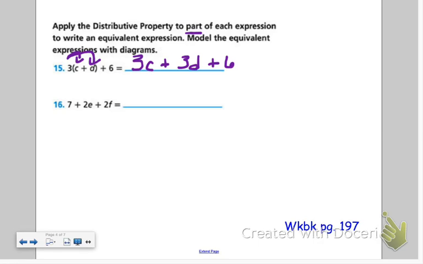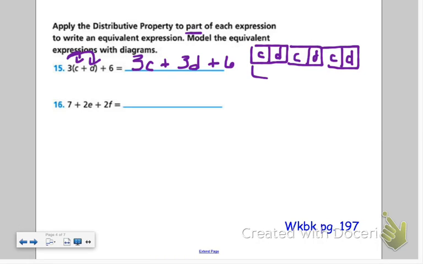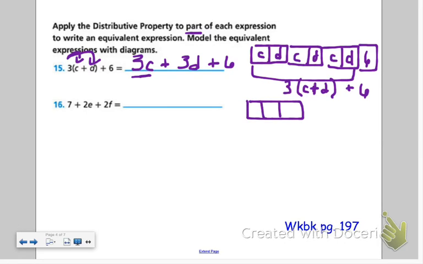So if I were to draw a diagram, my original expression was 3 times the sum of C and D. So maybe I'll do, here's C, here's D. I'm going to make another C and D. And here's another C and D. So that gives me 3 times the sum of C and D plus 6. And if I were to rewrite it the way I have it now, I can put my C's together. So 1, 2, 3 C's. And now I have 3 D's.